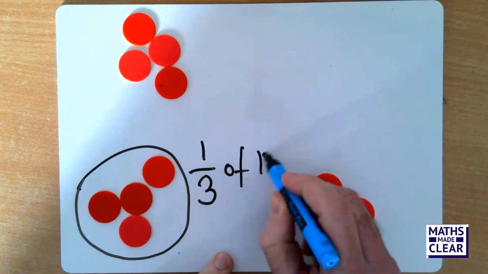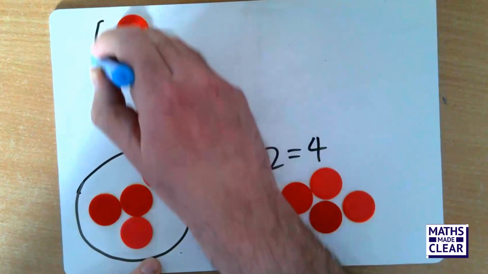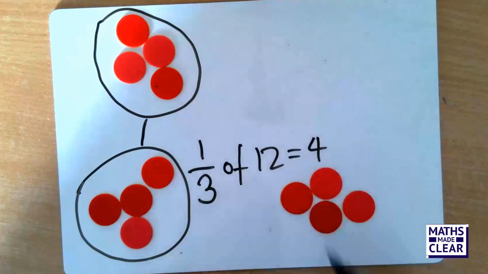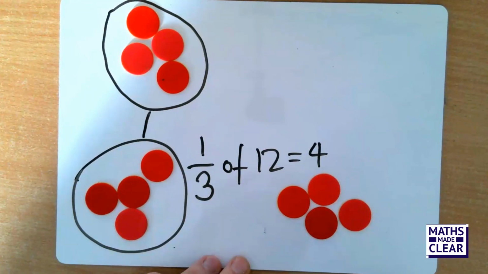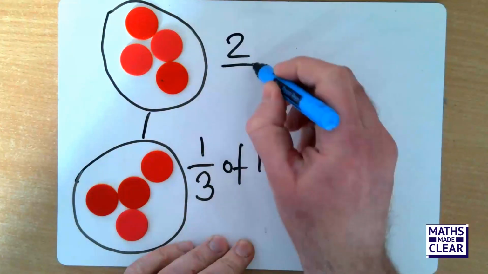But then what if I wanted to look at 2 of the groups? Well, now I would have 2/3 because I'm looking at 2 parts of the 3 equal parts that's been split up. So when I count up those 2 groups, I've got 4 and 8. So 2/3 of 12 equals 8.